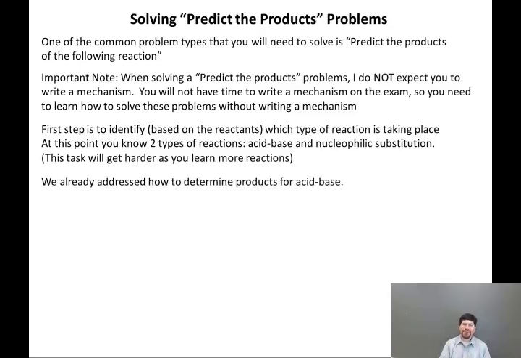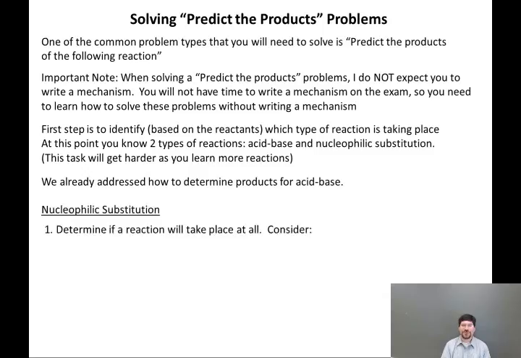We already determined in a previous lesson how to get the products for an acid-base reaction. So the focus of this lesson will be how to come up with products for a nucleophilic substitution reaction. The first step in solving a problem like this, once you know that it's going to be a nucleophilic substitution reaction, is to determine whether a reaction will take place at all. Because for many problems, no reaction is a possibility that you have to choose from.